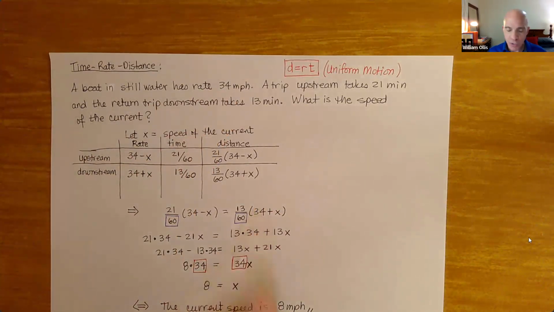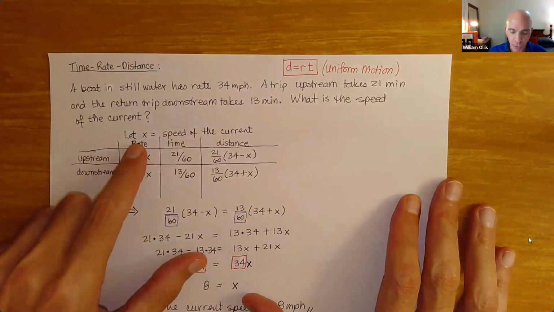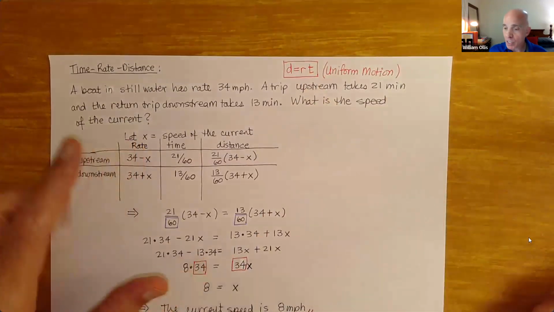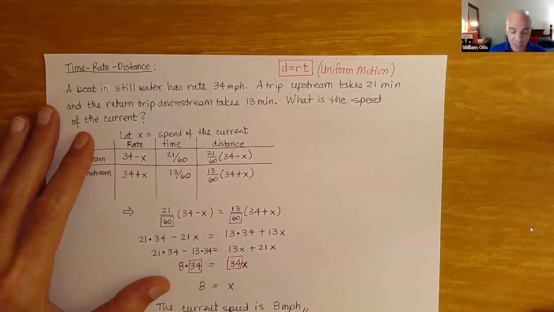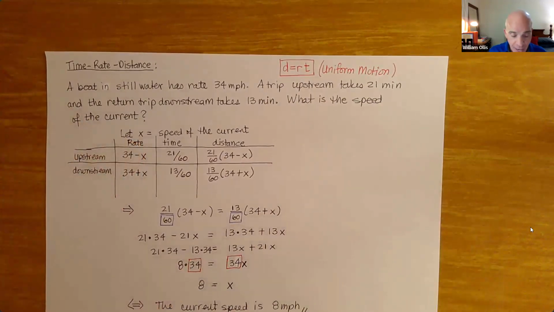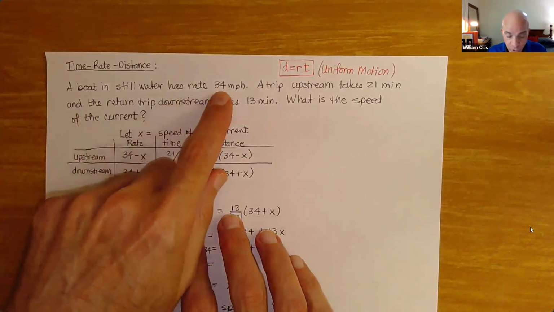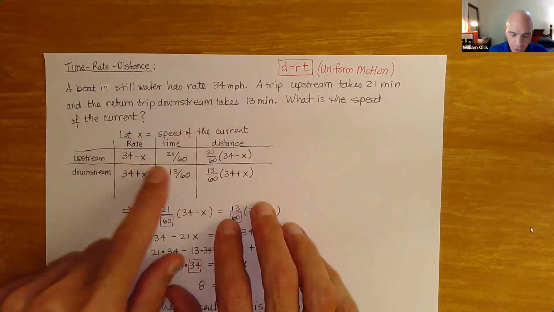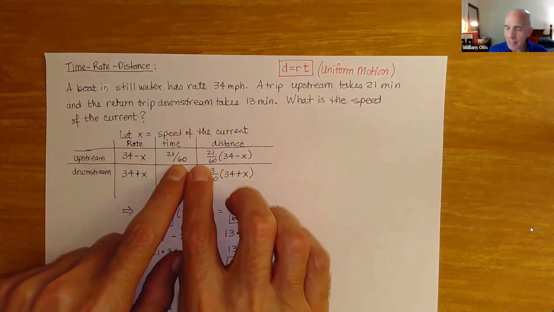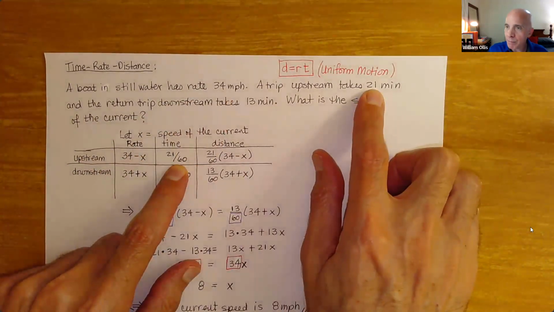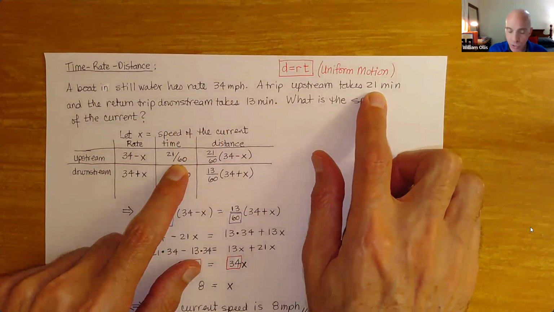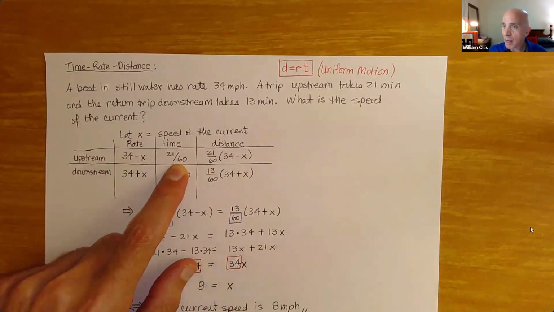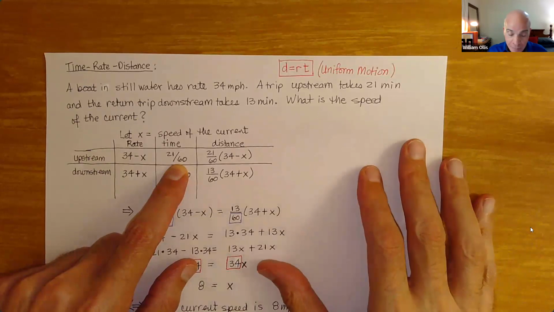You'll move quicker. So what we want to do in this particular case, and of course I have R here for rate, it doesn't matter what letters you use. I'm just going to use X in this case because it'll be simpler and we're used to that. Now, when we go upstream, we will subtract X from 34 because the current will be working against us. And now you notice here, I've got this factor of 60 in the denominator. Well, when we have 21 minutes, we want to convert that to hours. So we simply divide the 21 by 60. So now we have the equivalent amount of hours.